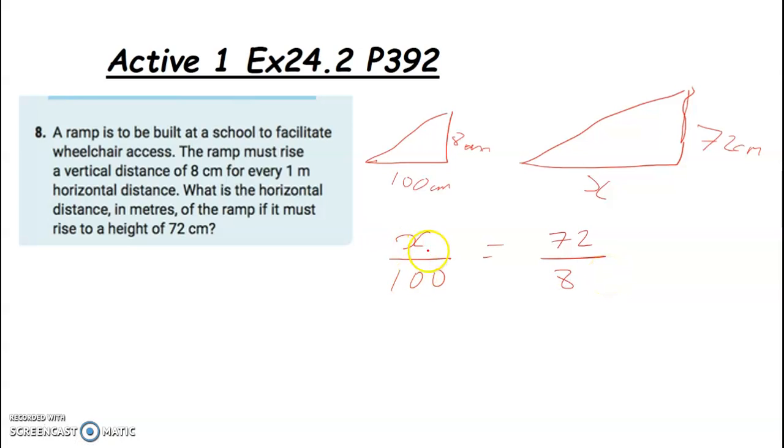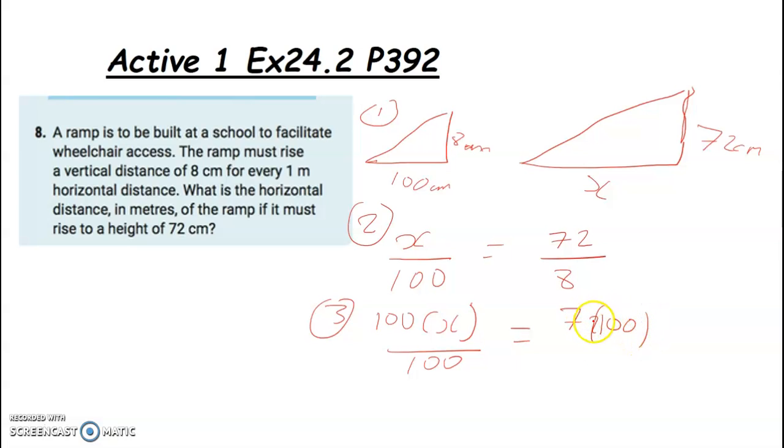So it's x divided by 100 equals 72 divided by 8. If I want to get rid of 100, I multiply both sides by 100. Step 1 is to draw it. Step 2 is to write out the formula, so you're comparing ratios. If you put x on top here, 72 must be on top on the other side, or vice versa. Step 3, multiply both sides by 100.